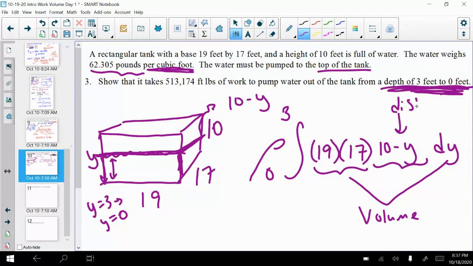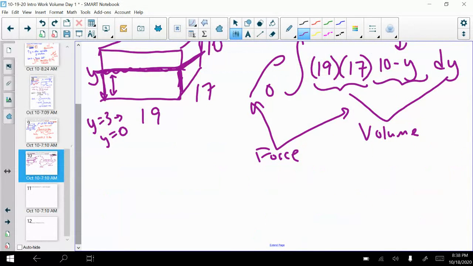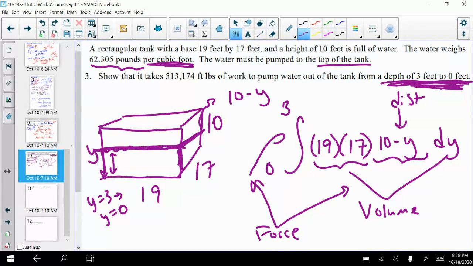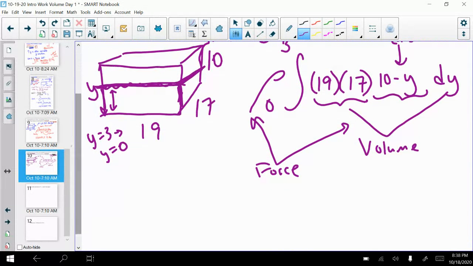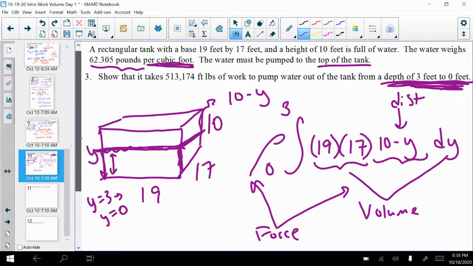We use our distance, and then the rho times the volume makes our force, which is what we get, force times distance. So hopefully, when you integrate that, you should get the right answer from the top of the page, which was 513,174. I got 175 when I did it in my calculator.